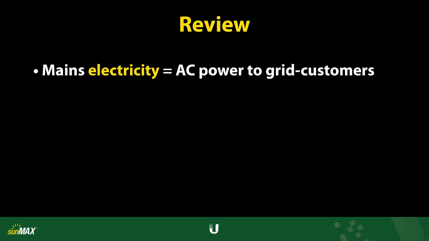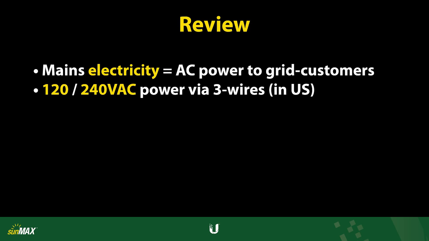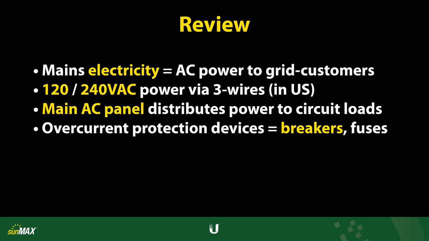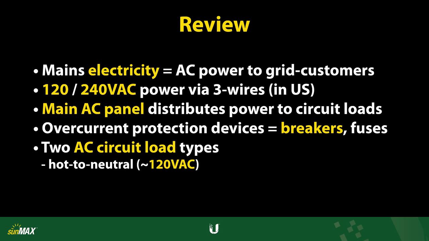To review, mains electricity refers to the AC system for grid-connected customers. In the United States, 120-240 volt AC power is delivered over 3 wires. The main AC service panel distributes power to separate circuit loads. Circuit breakers are overcurrent protection devices designed to open the circuit for safety reasons. While current rating varies, AC loads are typically powered using either of 2 voltages via a hot and neutral conductor or via 2 hot conductors.